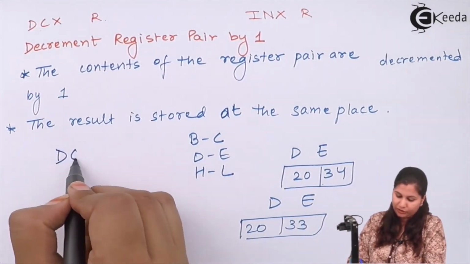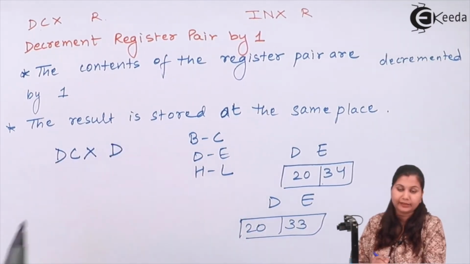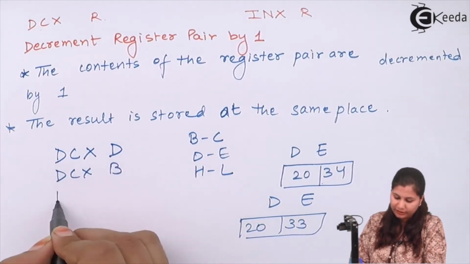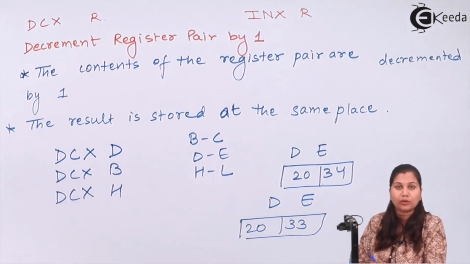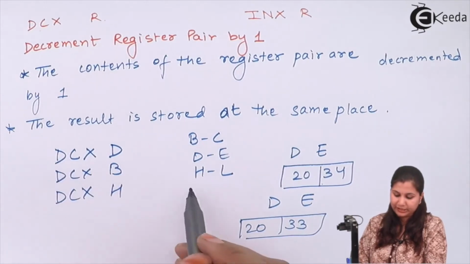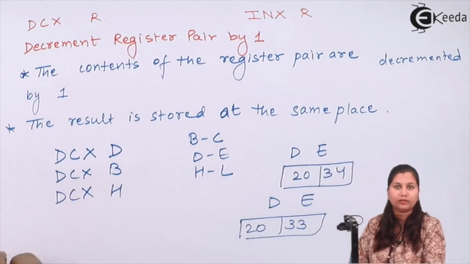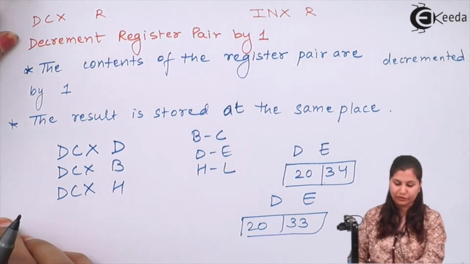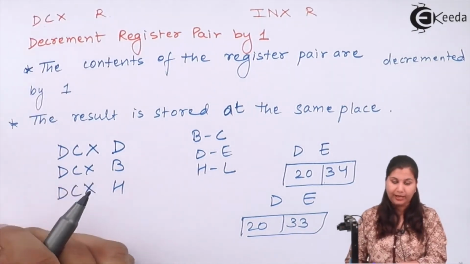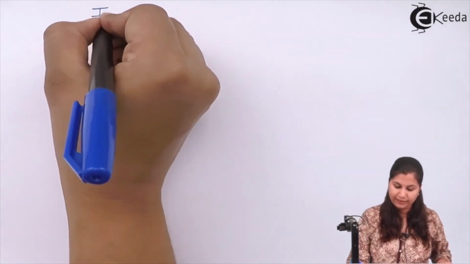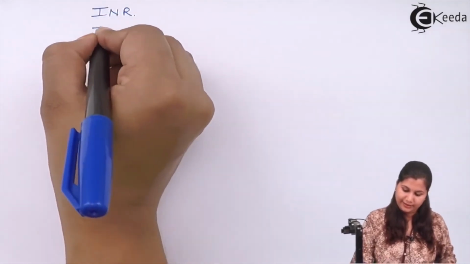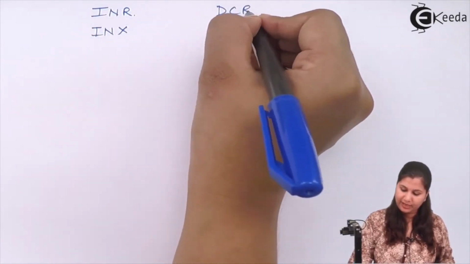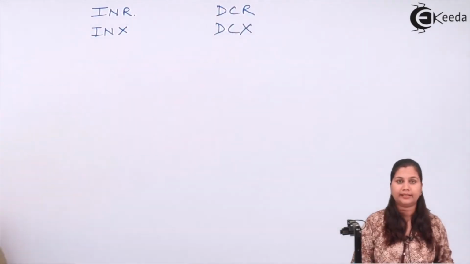And we can have the instruction for this, DCX D. We can have DCX B also. We can have DCX H also. So this is decrementing the register pairs by 1. Okay. So these were the increment and the decrement instructions. INR, INX for the increment, and we have DCR and DCX for the decrement.